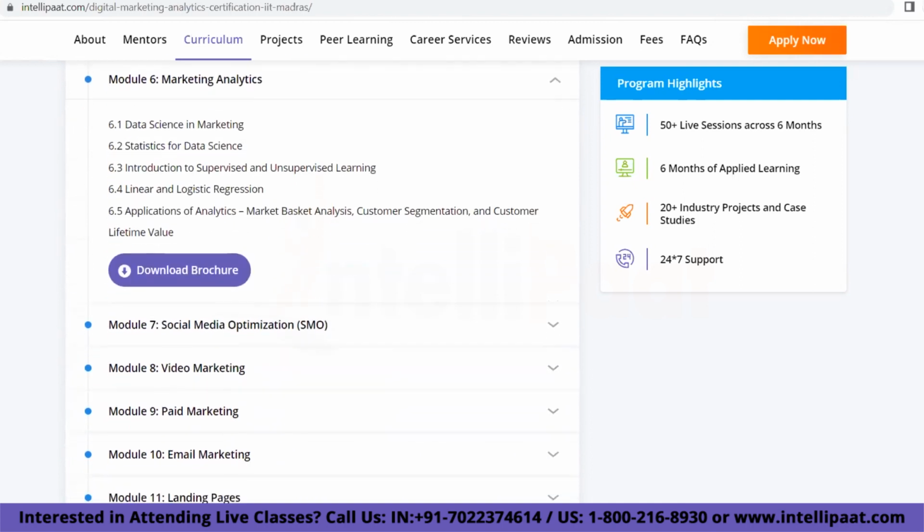Then module number 6 is marketing and analytics. Now how analytics work in digital marketing is very, very important, because as a digital marketing expert or manager, irrespective of your band, whether you're at an entry level or at a senior management position, understanding how to analyze the data you have on the system and then doing the analysis will help you in better marketing of the product. So we teach you statistics for data science and an introduction to data science and how it helps in analytics.